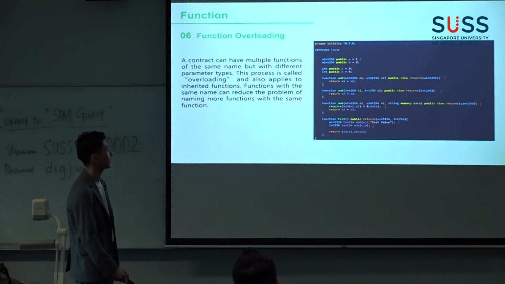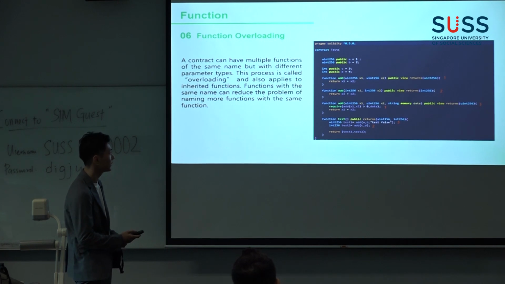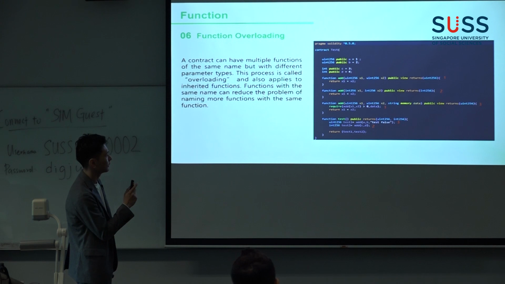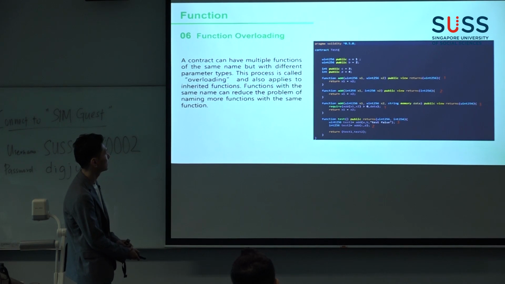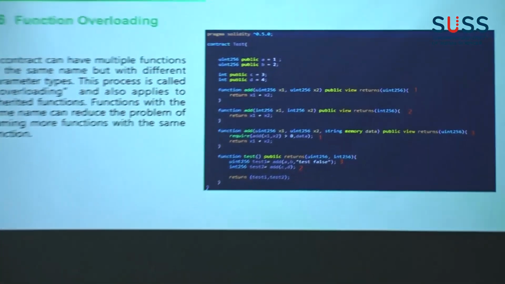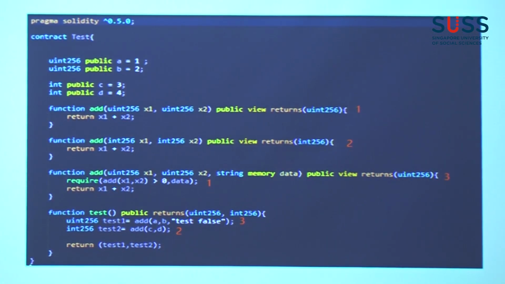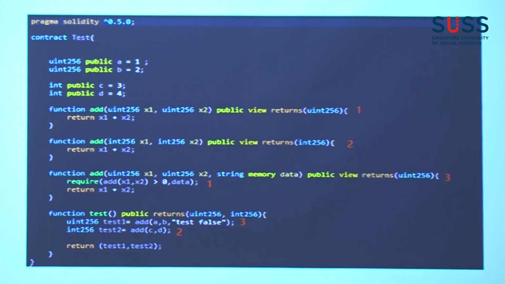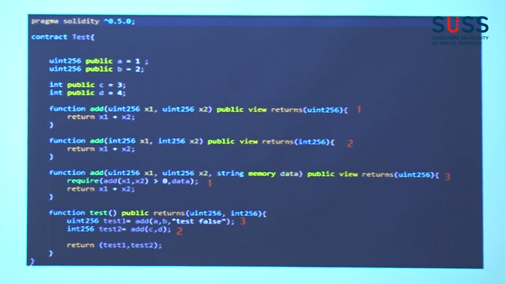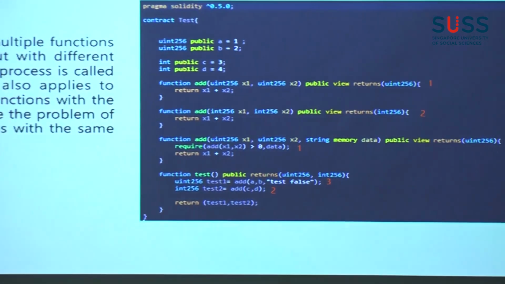Now let's talk about function overloading. Unlike many programming languages, Solidity can have functions with the exact same name, but different parameters. As we can notice in this picture, there are 3 functions. All of them are named add, but they take in different parameters. The first add takes in 2 uint256, and the second add takes in 1 integer 256 and another integer 256, and the third add takes in 3 parameters, 2 uint256 and a string called data.